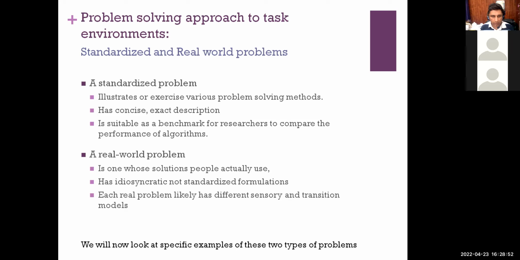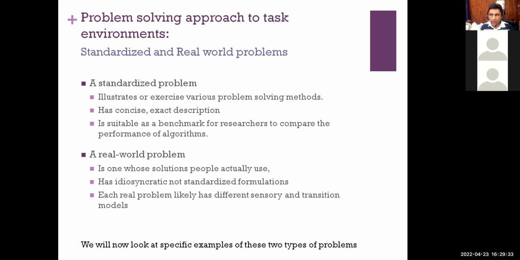As stated here in three bullet points about the real world problem, it is a problem whose solution people actually use. It is idiosyncratic. It is not a standardized formulation. You do not say navigation problem going from JNU administration to Delhi University Library. It is not a standardized problem. It is a real world problem. Now, a standardized problem will be, given a graph, given the locations of all the possible nodes, if I have to reach a destination in the fastest manner through the graph, what is the fastest way of finding a way from one node to the other node? This is a standardized problem.